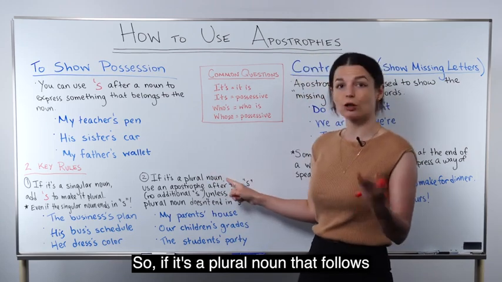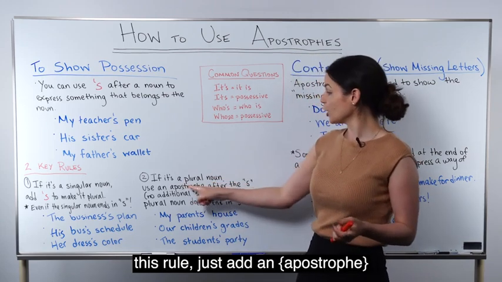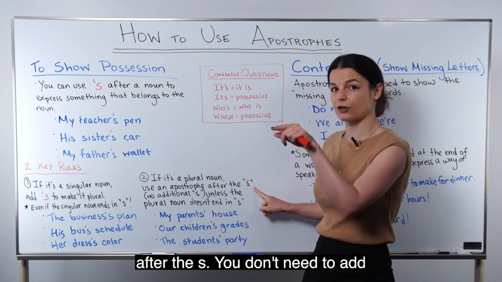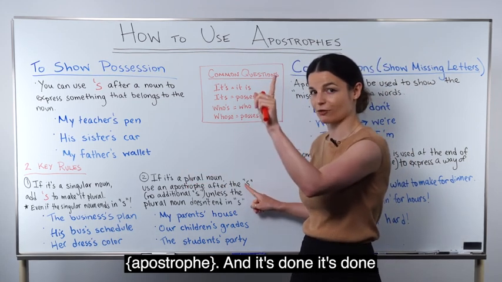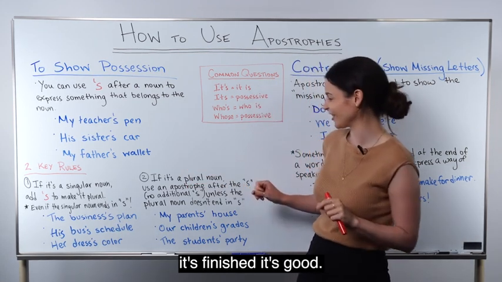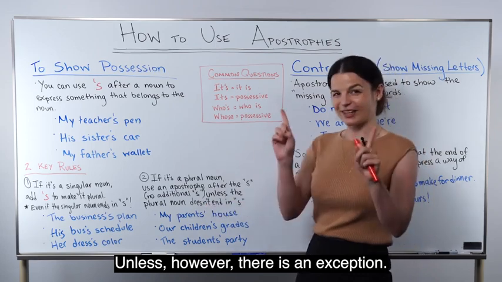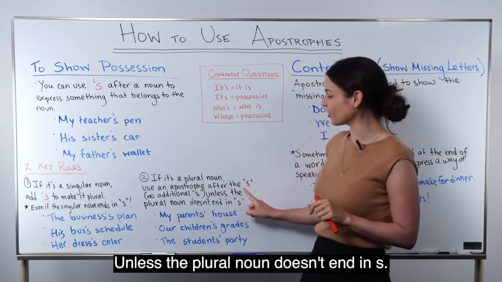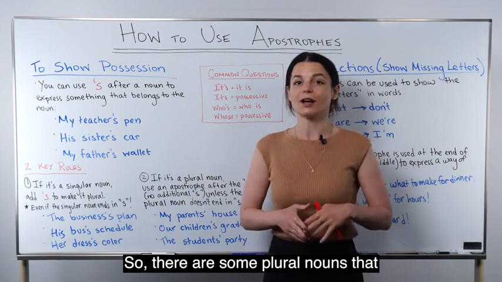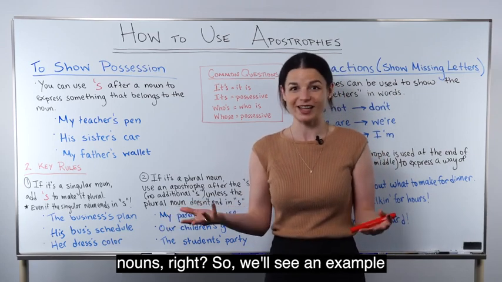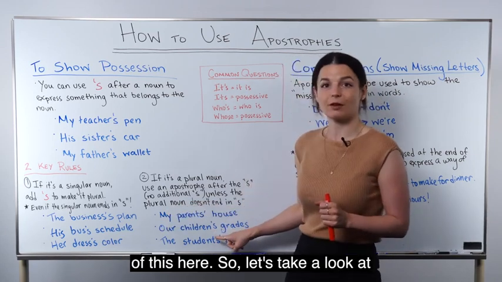So if it's a plural noun that follows this rule, just add an apostrophe after the S. You don't need to add apostrophe plus S, just one apostrophe. And it's done, it's finished, it's good. Unless, however, there is an exception, unless the plural noun doesn't end in S. So there are some plural nouns that don't end in S, right? They're special nouns, right? So we'll see an example of this here.